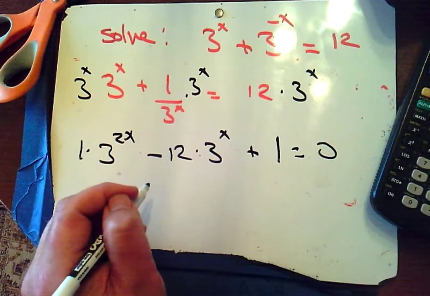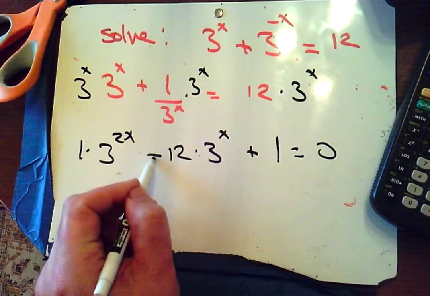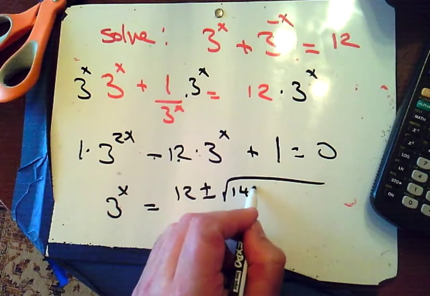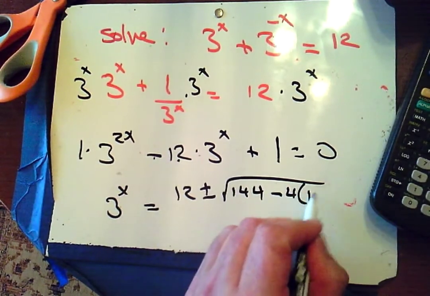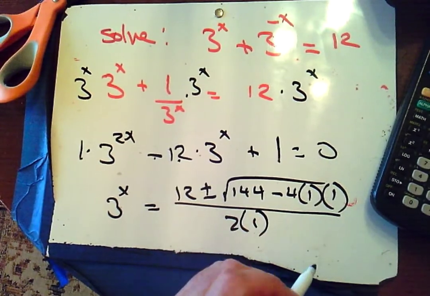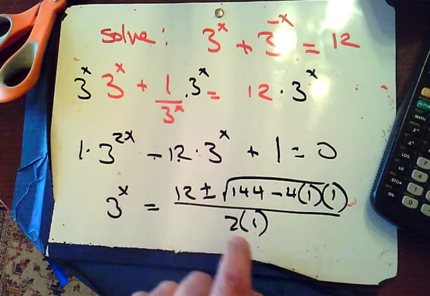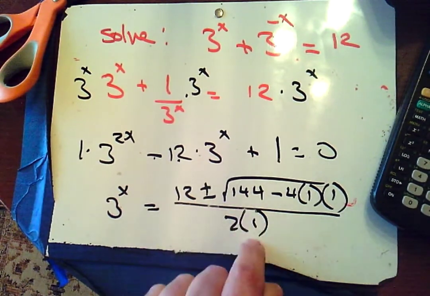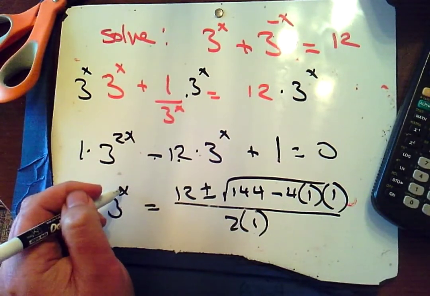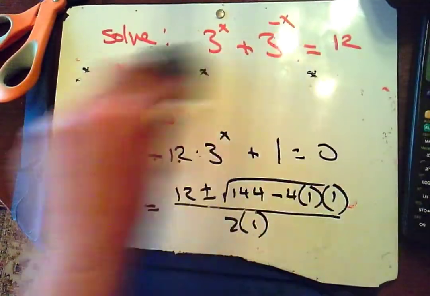What about the quadratic formula? Well, sure, let's try. 3 to the x equals negative b plus and minus square root b squared minus 4ac all over 2a. So that's 12 plus square root 140 over 2, 12 minus square root 140 over 2 equals 3 to the x. So we're not done yet when we find all of this. Let's take it a little further.